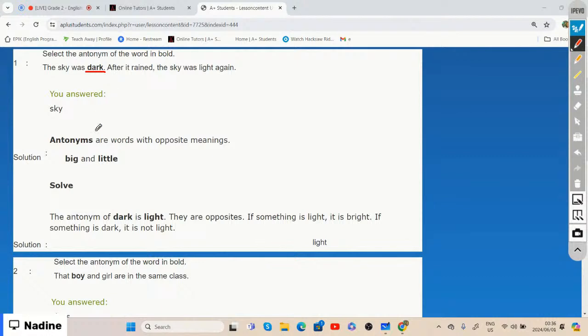All right. So if we were to select the antonym, right, which is the opposite of the word dark, then yes, light is the opposite of dark. So if it's not dark, then it is light, right? It's the same as saying it is not night, but it is day, right? So light is the opposite of dark. Well done.